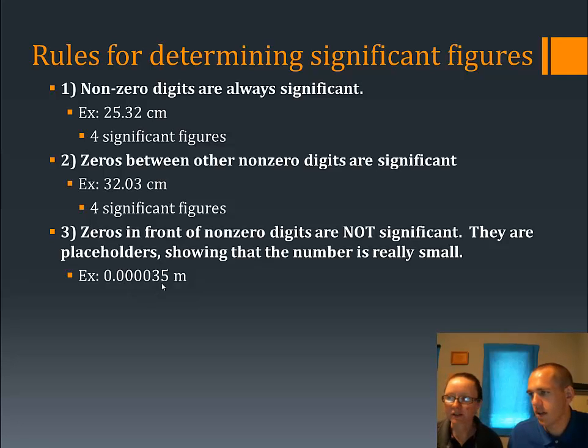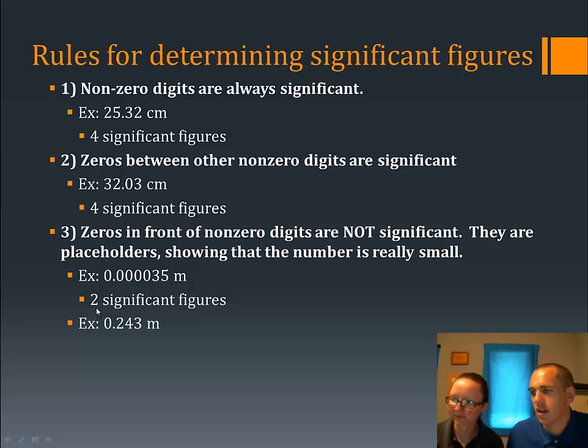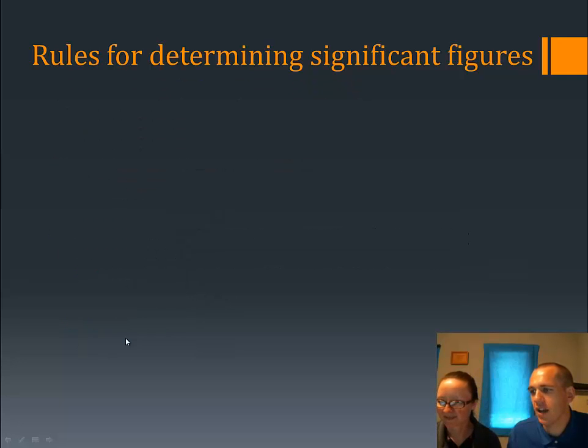So the number of significant digits in it? Two, because all of these zeros here don't mean anything. They just locate the decimal point for us. But these are the significant digits. So the answer is two. Very good. I've got another one for you: 0.243. Again, I never even write that zero in front. So 0.243 has three significant digits.